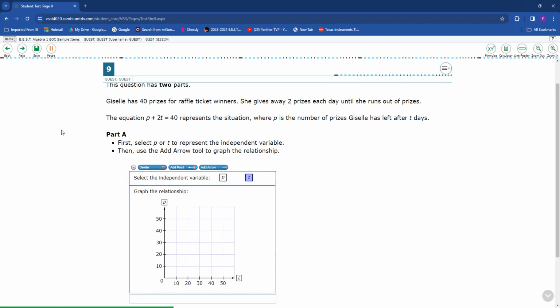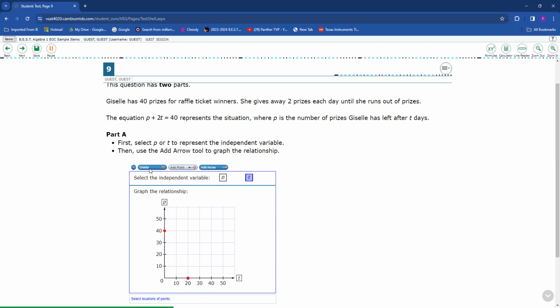Graph the relationship using the arrow. So I know that I start at 40. I'm going to add some points myself for explanation. I know that I have to start with 40 because you start with 40 prizes. And then on day 1, you're going to have 38 because you gave 2. On day 2, you're going to have 36, until eventually you have 0 prizes on day 20. We can do the math later.